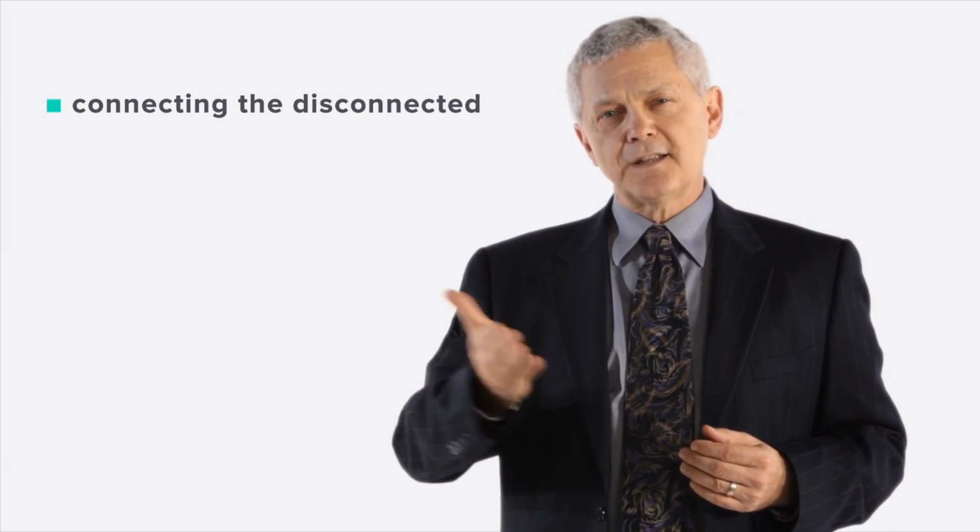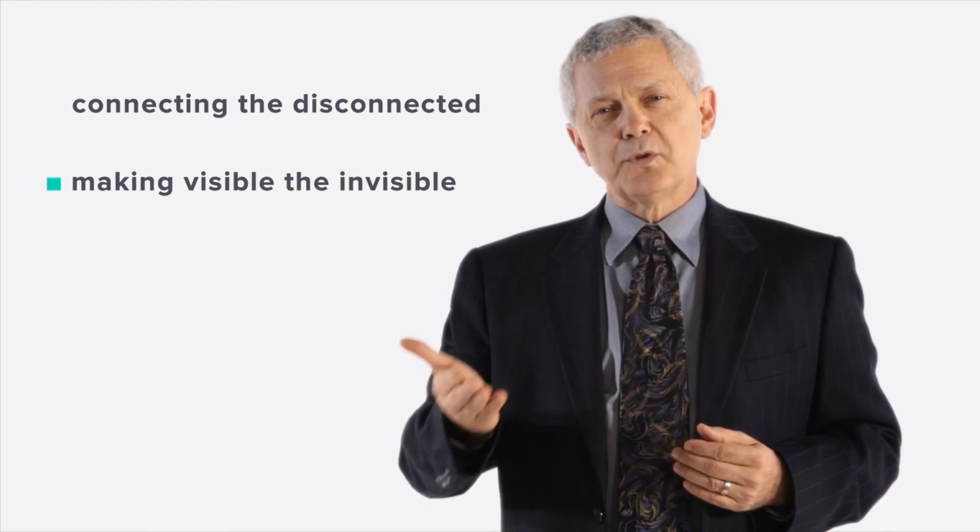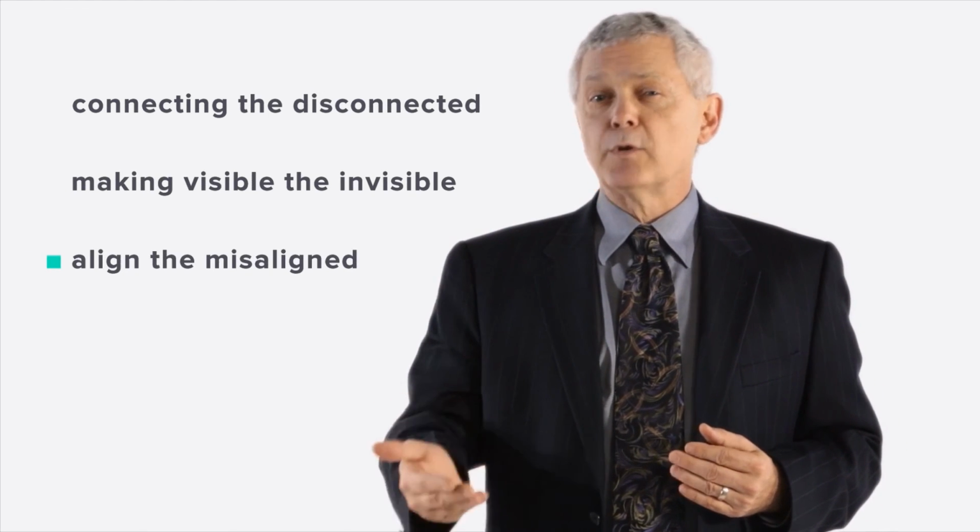Then, 6 months, 8 months later, come back and you do another set of maps. You can do this again and again and again in an iterative way that shows an organization the state of its health, the level of engagement, the level of collaboration, the level of communication. So again, connecting the disconnected, making visible the invisible, and aligning that which is misaligned.